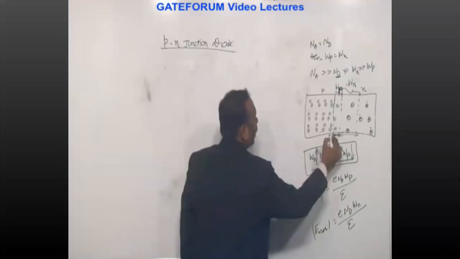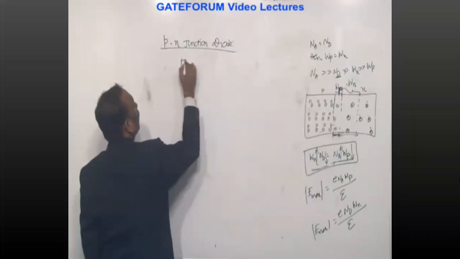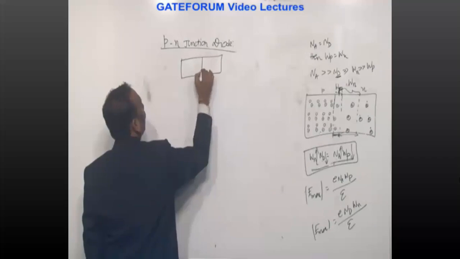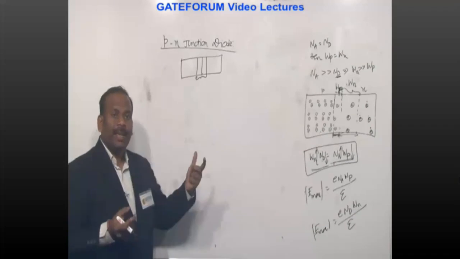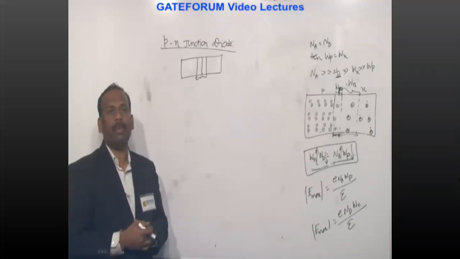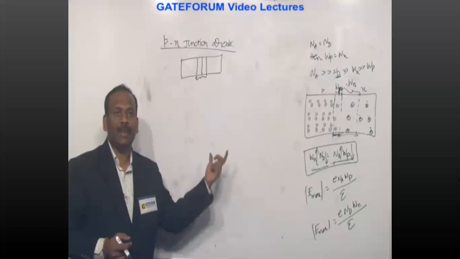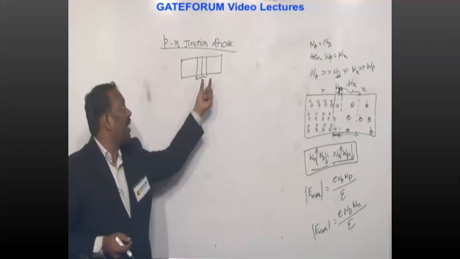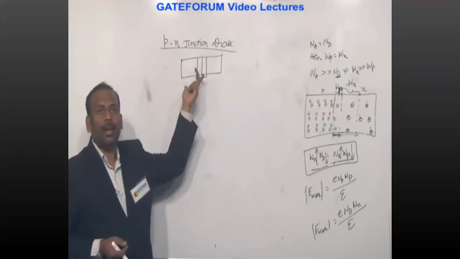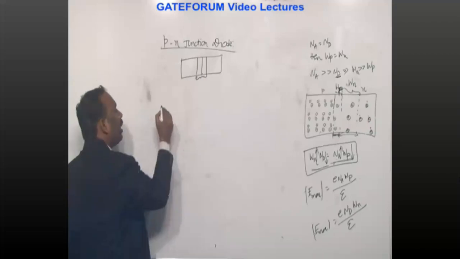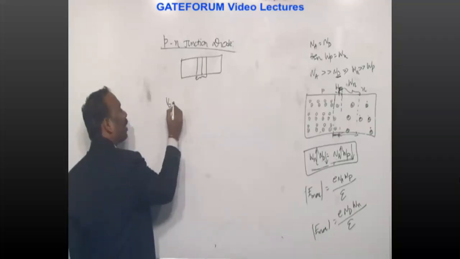Now, okay, we'll take here. Assume this is the depletion layer. Already I said there is an electric field internally developed. That electric field is maximum. Now it is offering a barrier potential V naught. That is called built-in potential or barrier potential.